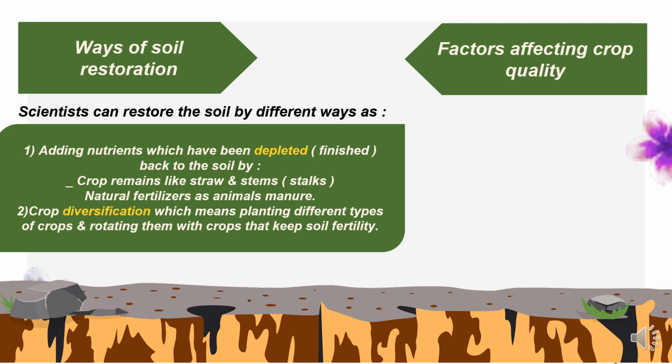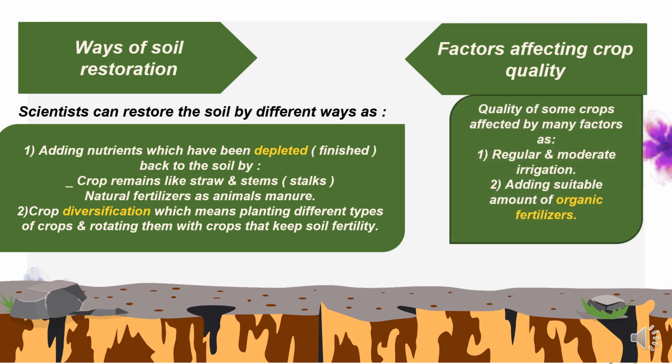Now there are two very important factors which can affect the quality of the crop. As number one, the quality of the crop may be affected by regular and moderate irrigation, and planting the crops at a suitable time or at a specific time. And number two, adding a suitable amount of organic fertilizers.